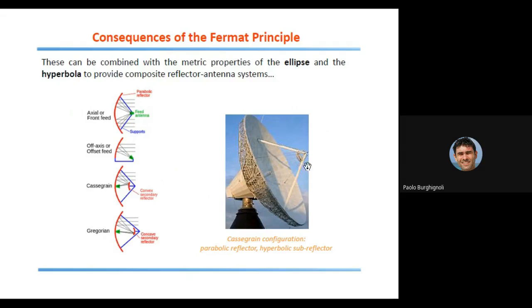For example, here you can see a big Cassegrain configuration in which you have a big parabolic reflector, which is fed indirectly. Here is the feeder, but the feeder actually illuminates a hyperbolic subreflector. So everything works because of this principle of Fermat, which tells us that the rays follow a stationary path. If you place the feeder in one of the two foci of the hyperbola, and the other focus of the hyperbola is coincident with the focus of the parabola, then everything works, and in the end your rays will come out straight and parallel from this antenna system.